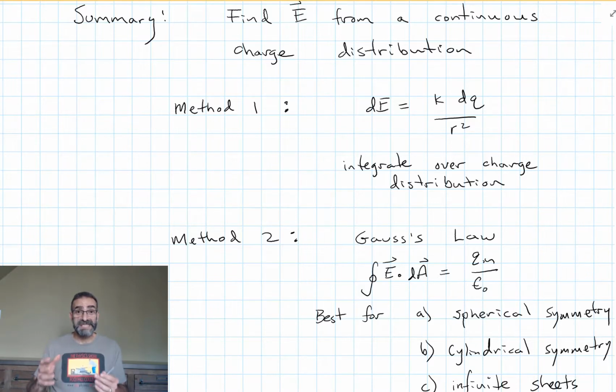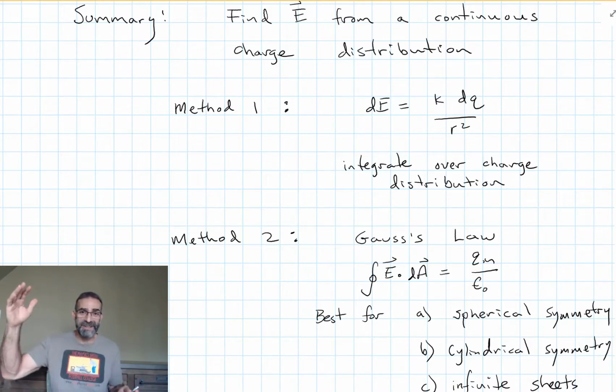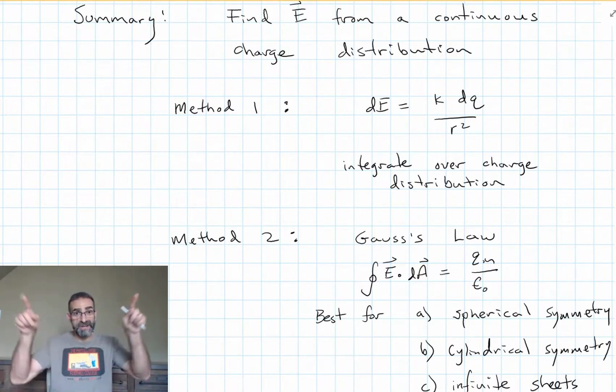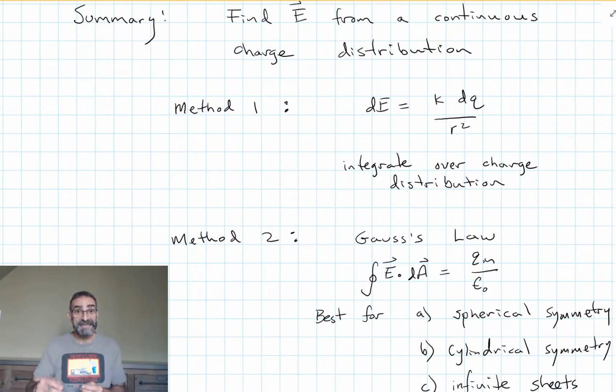And in order to have cylindrical symmetry, our object has to be infinitely long. A line of charge, a cylinder of charge, something like that. If it's not infinitely long, we don't have cylindrical symmetry because we get edge effects. The electric field lines are not going to come out parallel to each other. They're going to start to diverge at the ends. It has to be infinitely long for cylindrical symmetry. And the last situation where Gauss's law is really useful: infinite sheets of charge, either insulating sheets or conductive plates. Infinite sheets of charge.